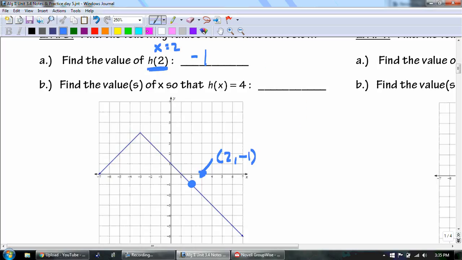All right. Our other one, when y equals 4, there's y at 4. I just come over and figure out where that point is. And this time it's only 1, and that is at -3, 4.